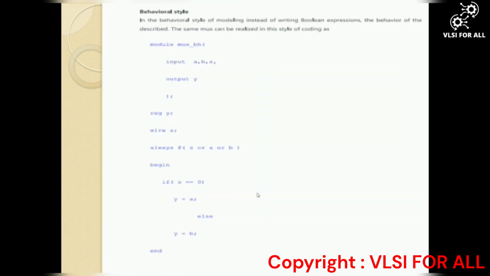And let us see the second one, the behavior style. In the behavior style of modeling, instead of writing the Boolean expression, the behavior is described. We take the same example as the 2 to 1 mux. Here, the initialization is the same as the previous one. Let us see the functionality. Here, always at the rate of S or A or B. Here, S is the selection line, A and B are the inputs. If S is equal to 0, we assign A to the Y, else we assign B to the Y. Here, we consider the behavior of the mux, and we wrote the code according to the behavior. So that's why it is known as the behavioral style.